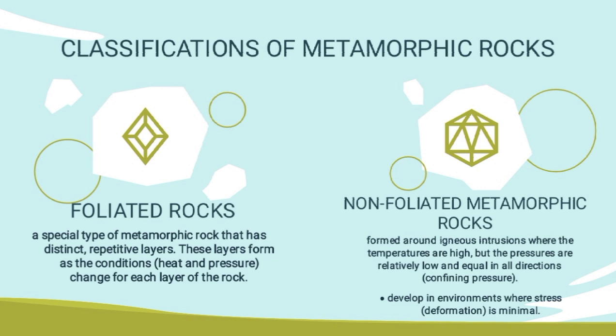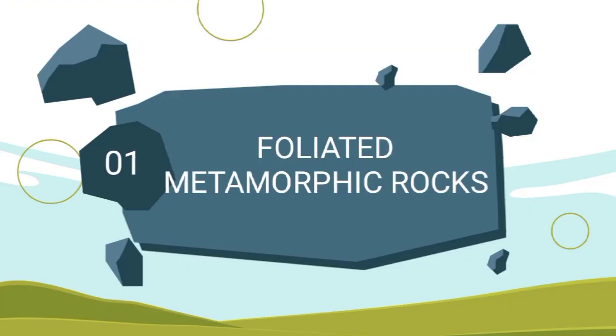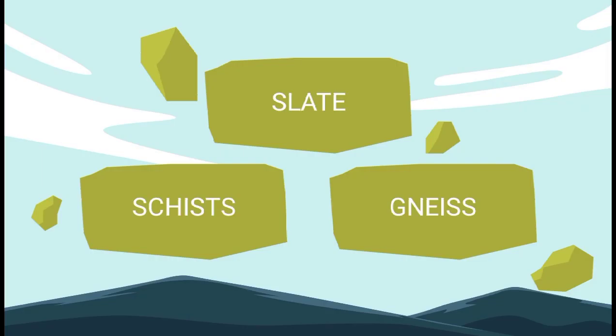In addition, foliated metamorphic rocks exhibit layers or stripes caused by the elongation and alignment of minerals in the rocks as they undergo metamorphism. In contrast, non-foliated metamorphic rocks do not contain minerals that align during metamorphism and do not appear layered. For us to understand it more deeply, let's proceed to its examples. Examples of foliated metamorphic rocks: the first is slate, the second is schist, and the last is gneiss.